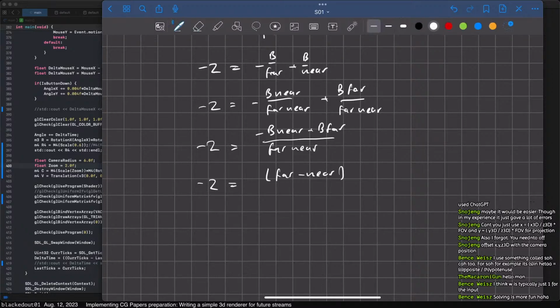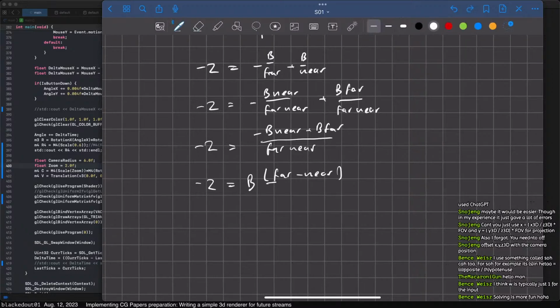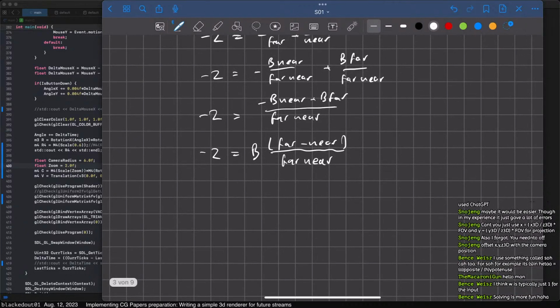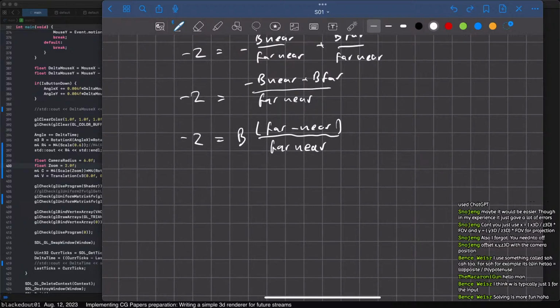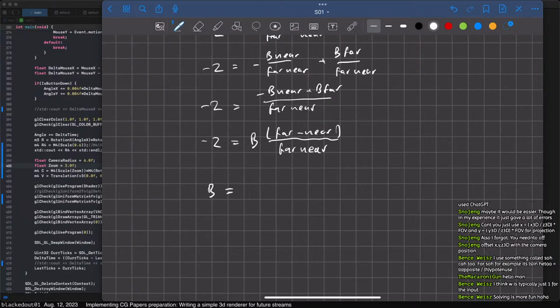And also I can move this here, far divided by near. Okay, and now I just want to get the b, so I can invert this and multiply it. So this results then in minus 2 far near divided by far minus near. So that's b.